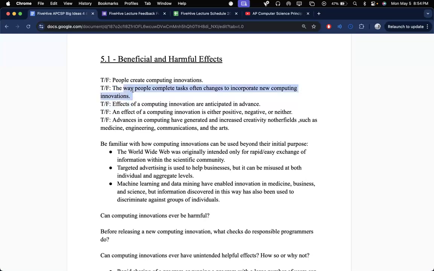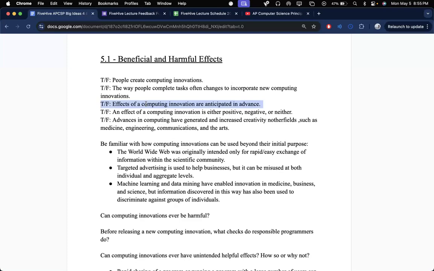The way people complete tasks often changes to incorporate new computing innovations. What do you guys think there? True or false? What do you guys think? True. Yeah, absolutely, right? Because for example, if we take AI, ChatGPT, the lovely ChatGPT, lots of people were using ChatGPT to generate their code for the create tasks. That's a great example of how people often change the way they do things to incorporate new computing innovations, right? I would say it may be good to create a rough draft or something, but you always want to double check ChatGPT's work and also understand what it's doing, right?